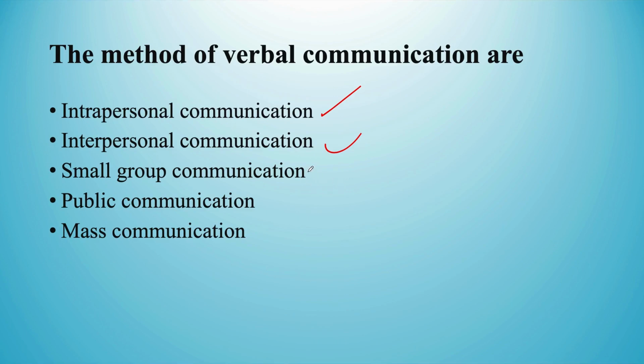Then we have small group communication. As the name indicates, this communication happens between two or more people. It involves interaction about a specific topic or common goals. That's why it is called small group communication. Then there is another important term, which is public communication. In public communication, one speaker conveys information to a large group of people.